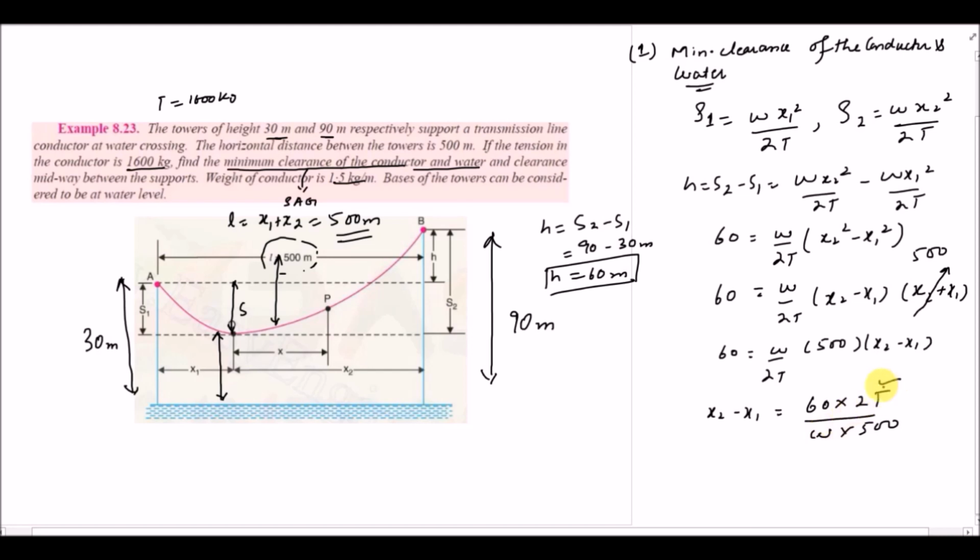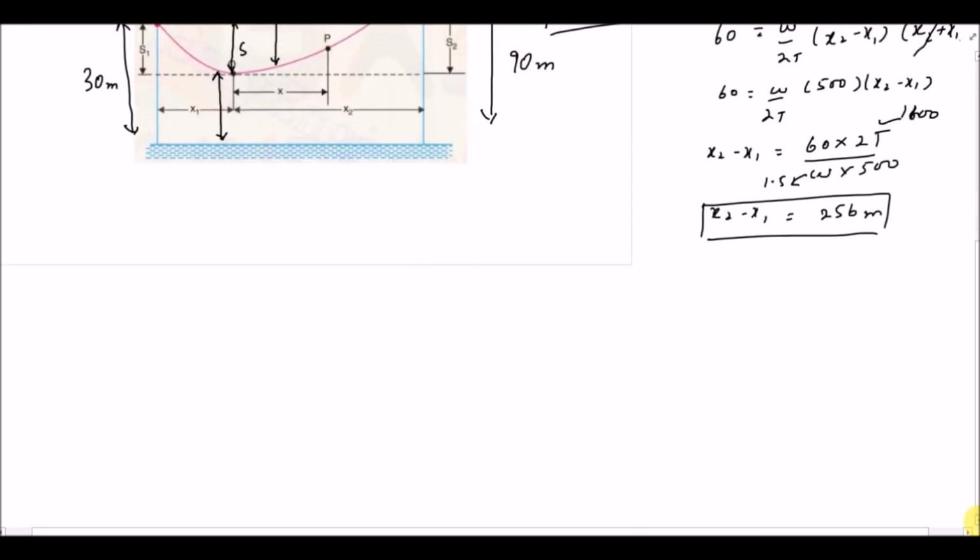We know the value of tension, which is 1600 kilogram, and for the weight we know it is 1.5 kilogram per meter, right? So x2 minus x1 will be 256 meter. Now we have two equations. First one is x1 plus x2 equal to 500, and the second one is this one, x2 minus x1 is equal to 256 meter.